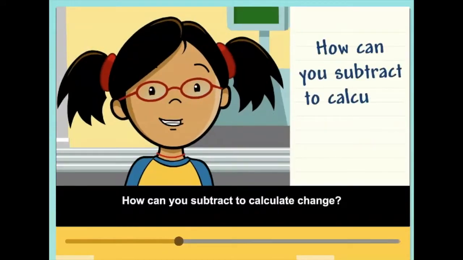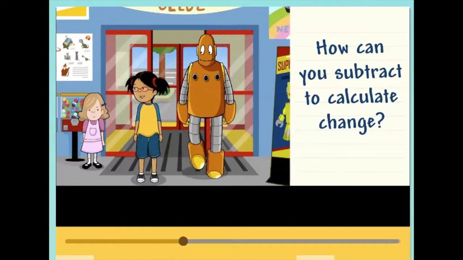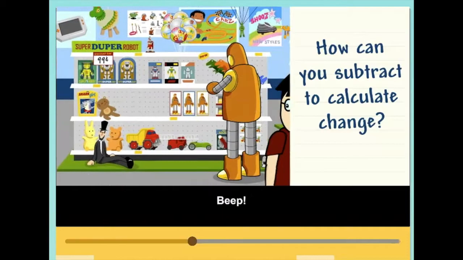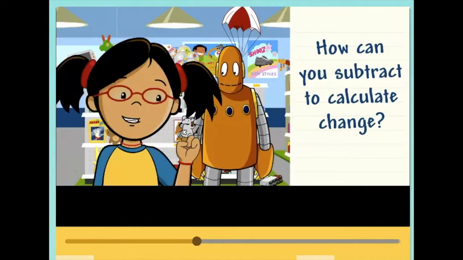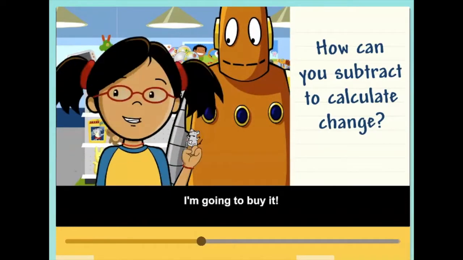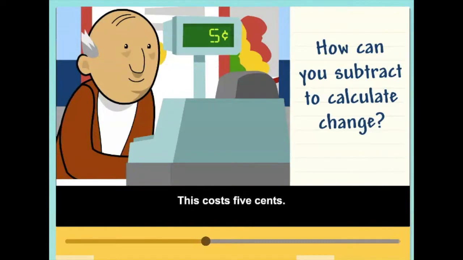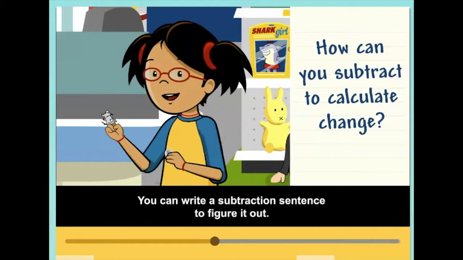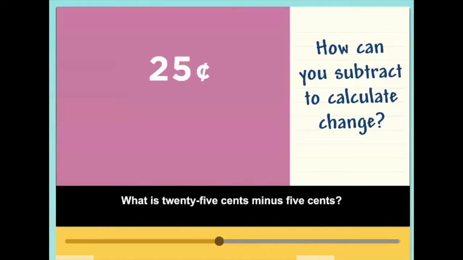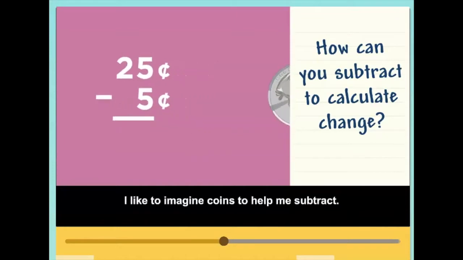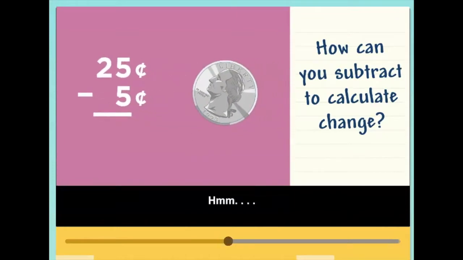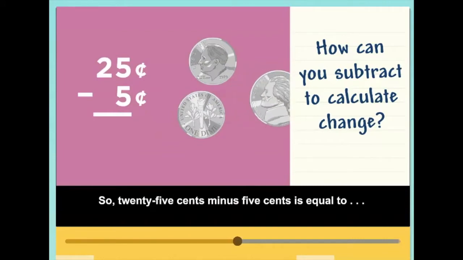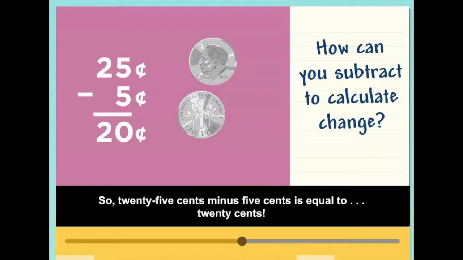How can you subtract to calculate change? This is the best toy store in the world. Sentence to figure it out. What is 25 cents minus 5 cents? I like to imagine coins to help me subtract. I know a quarter is equal to 2 dimes and a nickel. So 25 cents minus 5 cents is equal to 20 cents.